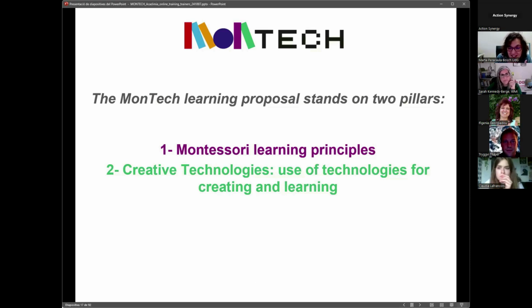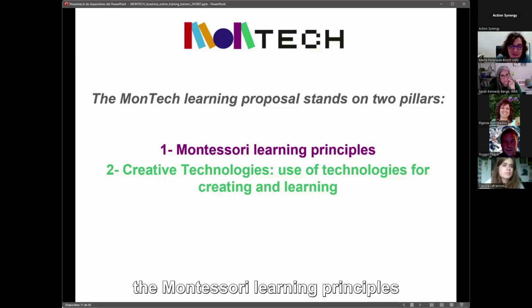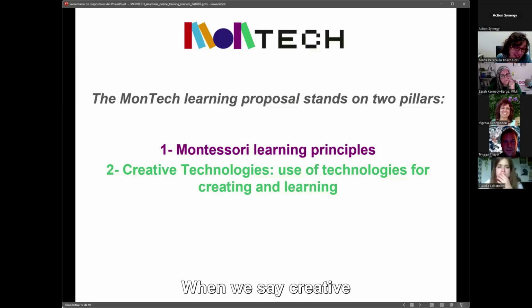So, as I was saying, the Montec learning proposal stands on two pillars, the Montessori learning principles and the creative technologies. When we say creative technologies, we don't mean that a technology per se can be creative. We mean the use of technologies for creating and learning, or the use of technologies in a creative way.